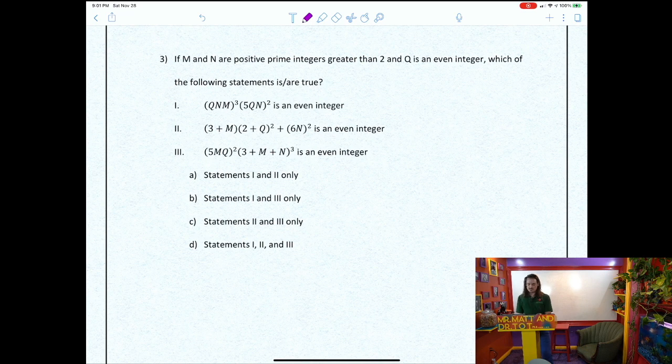And statement 3 says the quantity 5 times m times q, quantity squared, times the quantity 3 plus m plus n, quantity cubed, is an even integer. So take a few moments and solve that problem.